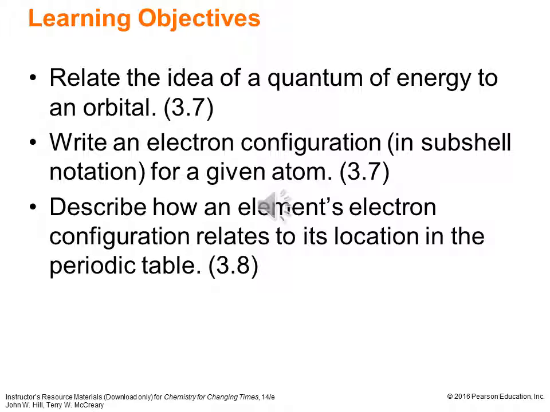So why do these elements that are in a vertical relationship on the table tend to behave in a similar fashion? It obviously will have to do with this electron configuration.